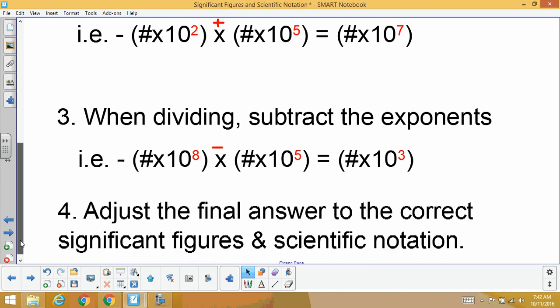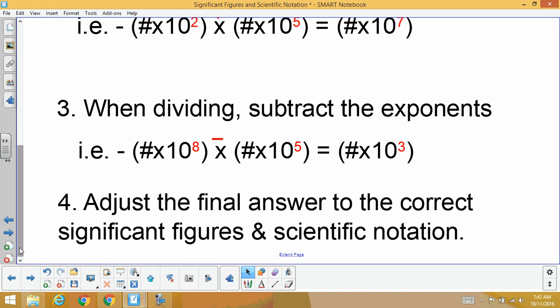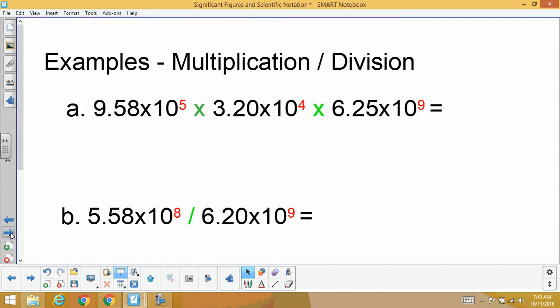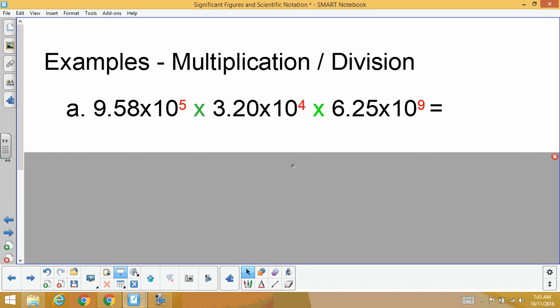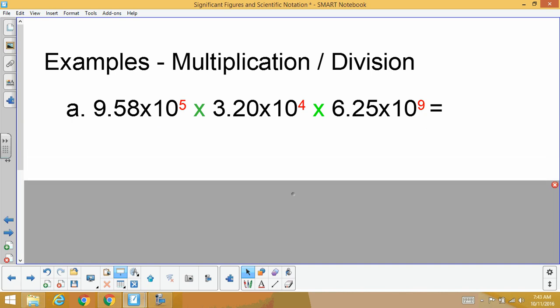When you get done with those steps, you have to adjust the final answer to the correct significant figures and to the correct scientific notation. Let's do an example. Please take time to write this down. Thank you, and let's begin.